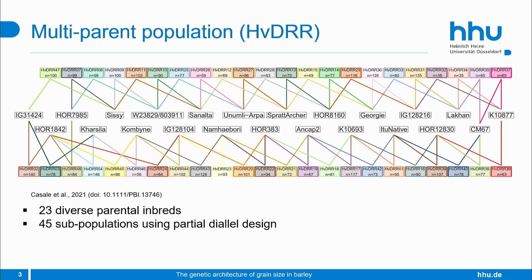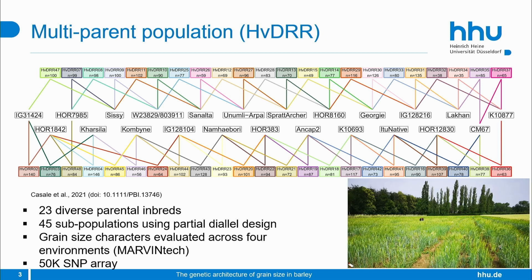So it means that one inbred is crossed with 4 other inbreds, and a random set of F2 lines were selfed to produce 45 recombinant inbred line subpopulations, and each subpopulation has from 35 to 146 individuals. And so therefore around 4,000 RILs were genotyped using 50K SNP, and the grain size parameters were evaluated from the field trials in 4 different environments from 2017 until 2020.